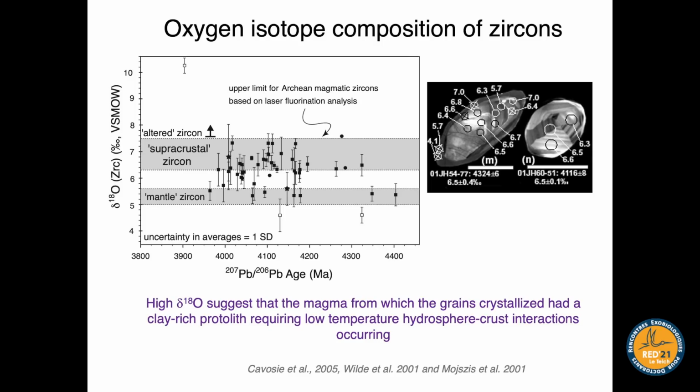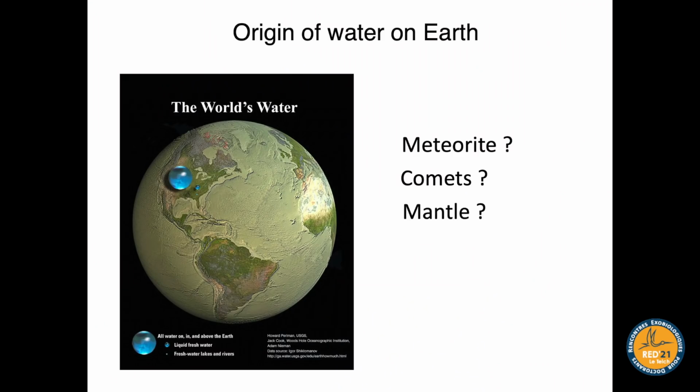So that implies that these Jack Hills zircons were formed from a magma that incorporated clay-rich sediment that had been formed in the ocean before 4.4 billion years ago. So the Jack Hills zircons tell us that there was some liquid water present on Earth already since the Hadean. And so what is the origin of water on Earth?